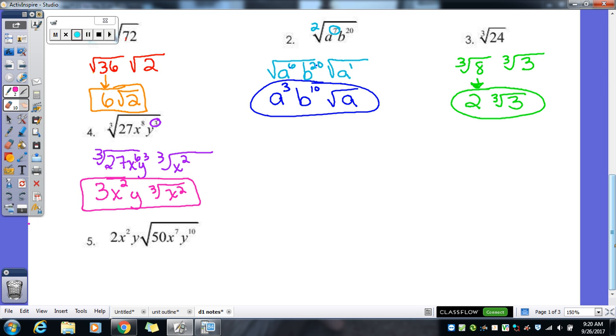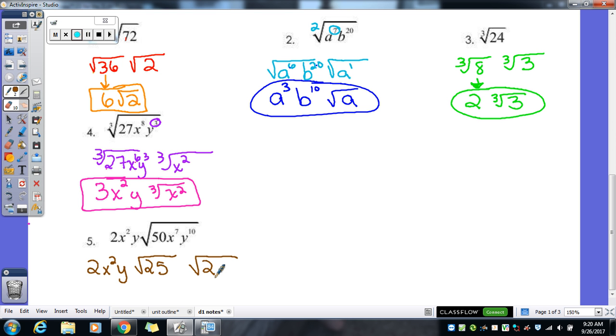Alright, let's take a look at the last one on this page. So we got this 2x squared y out in front that I'm going to still leave out in front. And then I'm going to set up my two radicals so I can simplify. So we're dealing with square roots because we don't have an index written there, so it means it's a 2. So what's our largest perfect square that goes into 50? 25. And then we put a 2 there because 25 times 2 is what gives us 50.